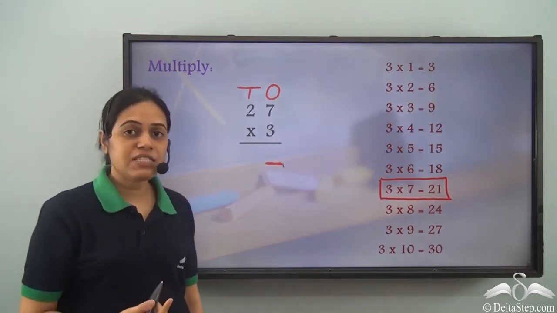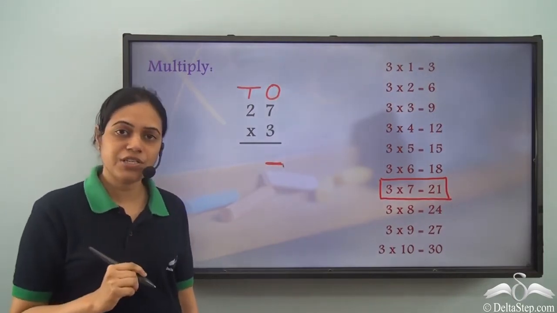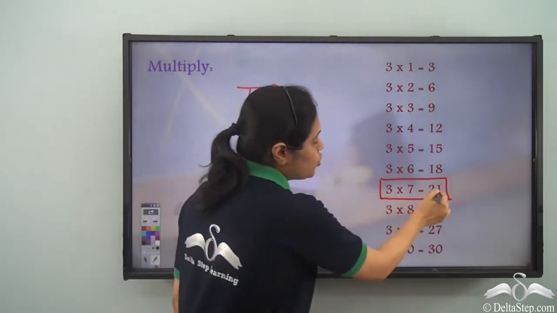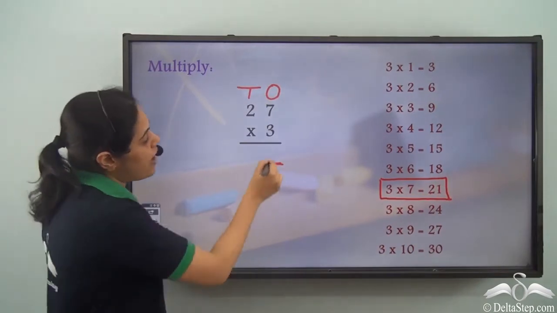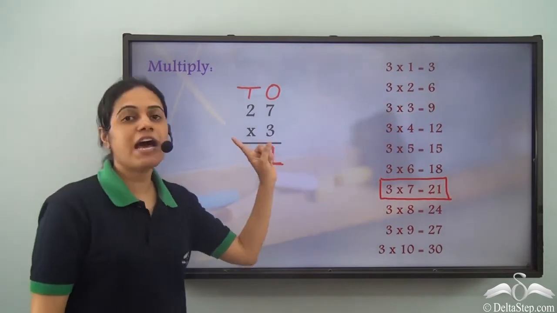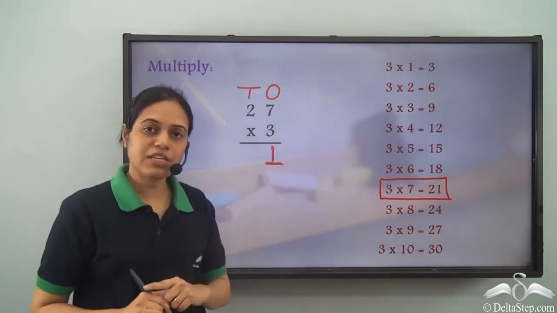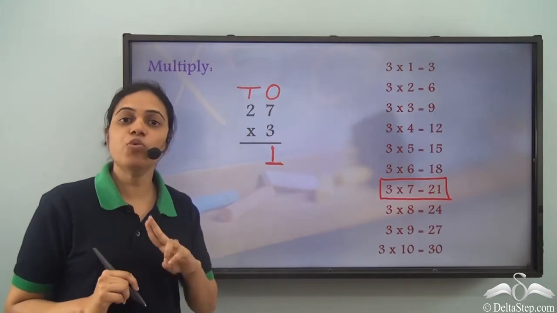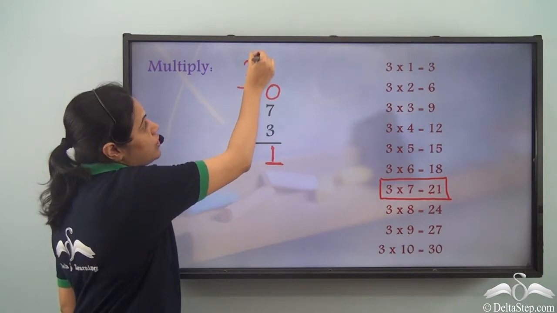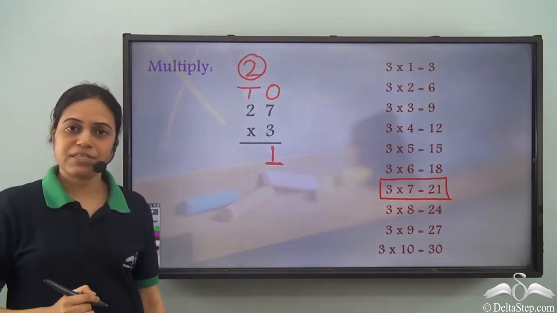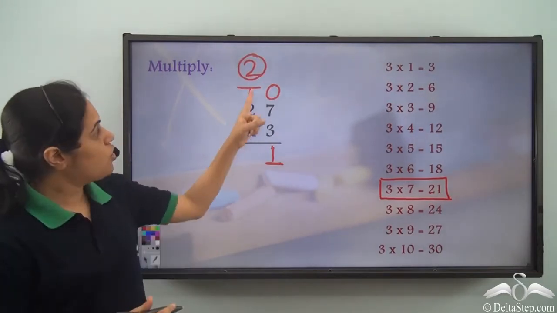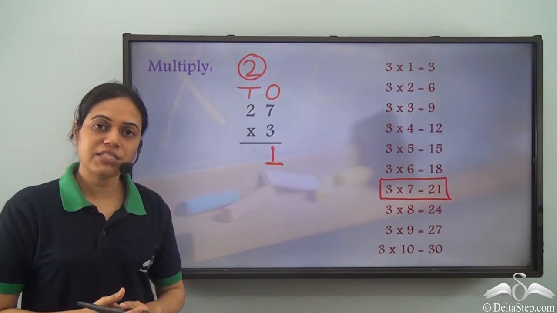But I know that ones place can have only one digit. Now 21 means 1 ones and 2 tens. So 1 ones will come in the ones place because I have 1 ones. So 1 will come in the ones place, and I have 2 tens. So 2 tens will be carried over to the tens place. I say that I am carrying 2 to the tens place. So 2 tens goes to the tens place.